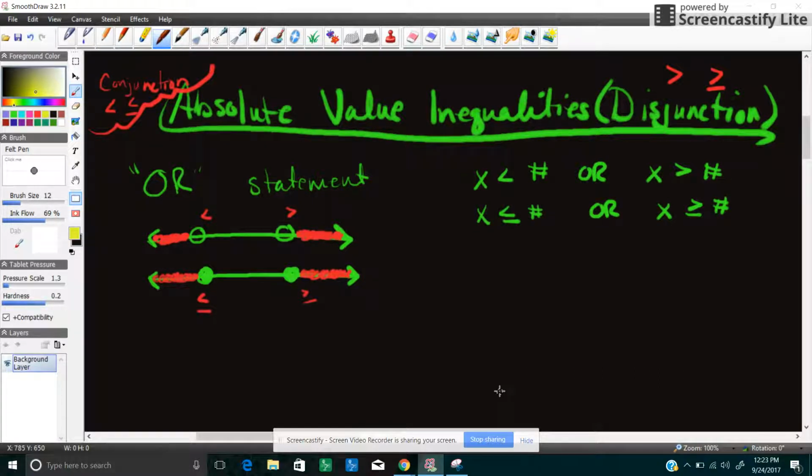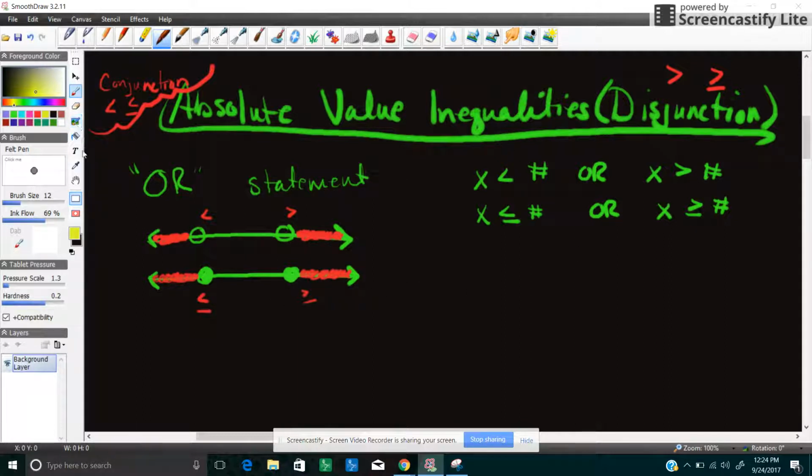This is the second part of absolute value inequalities. It's called disjunction. I went ahead and added the inequality symbols at the top. I don't think I did that for the other one, and I apologize for that. But disjunction is always going to be greater than or greater than or equal to. Anytime you have these two, you think of these different symbols here.